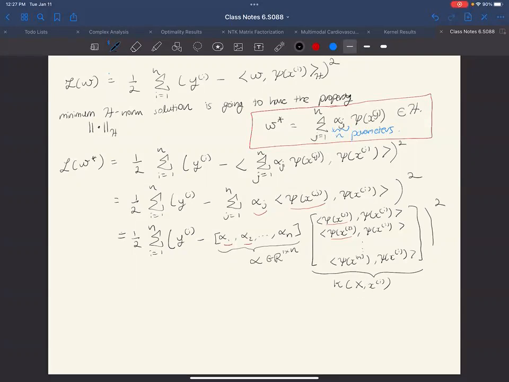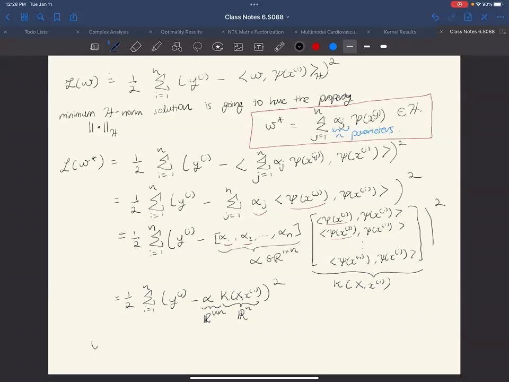Now, here's the key insight from doing all of this. We've rewritten this problem as the sum from 1 to n of yi minus alpha k of x, xi squared. This is a vector in Rn. This is a vector in R1 by n. And everything seems to be good. Now, here's the trick. In order to solve linear regression in this space, we just need to know how to evaluate these inner products. And this is going to be what is called the kernel trick.